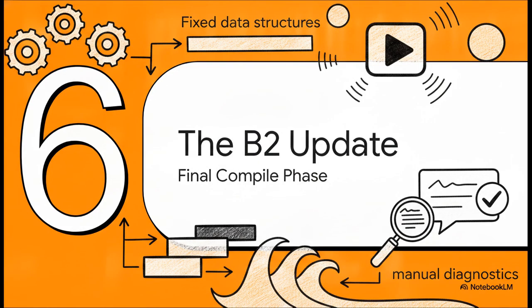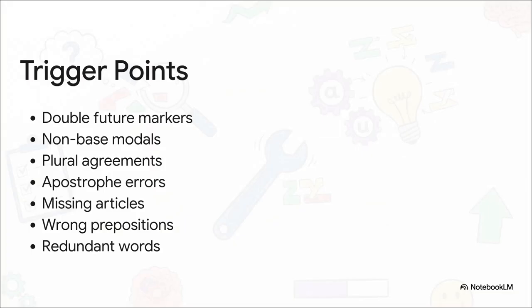And finally, Section 6, running the B2 update. Let's initiate the final compile phase. All right, here is your ultimate software update checklist. Whenever we write or speak, we should be actively scanning our output for these trigger points. Keep an eye out for those double future markers like will going to. Watch for a modal followed by anything other than a base verb. Scan for there is before a plural noun.